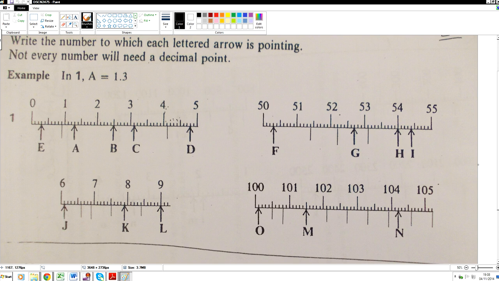So, Mr. Mushal, this way, please. Yeah? Okay, excellent. Congratulations.